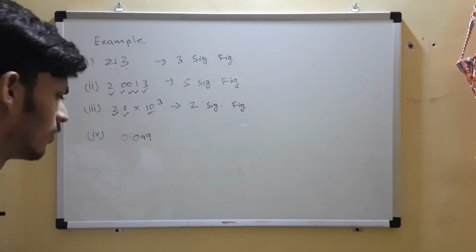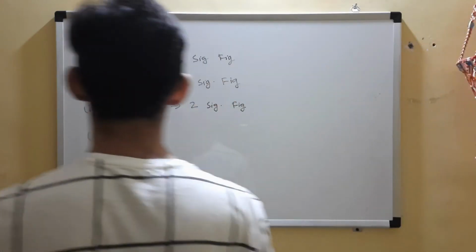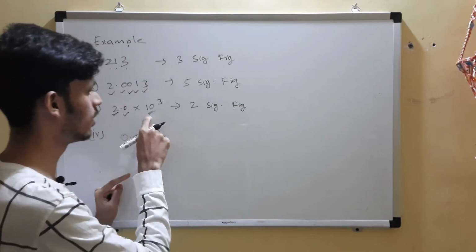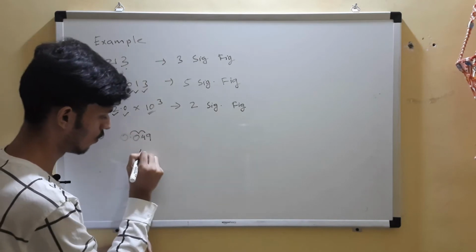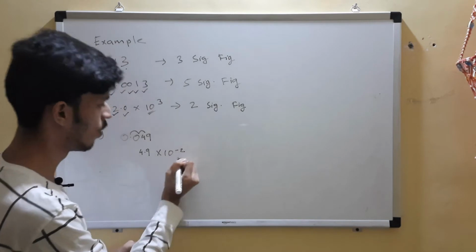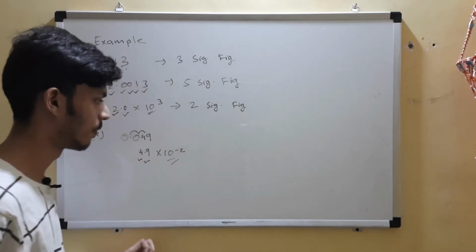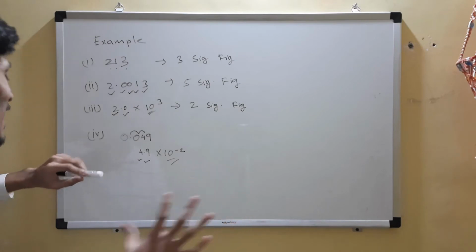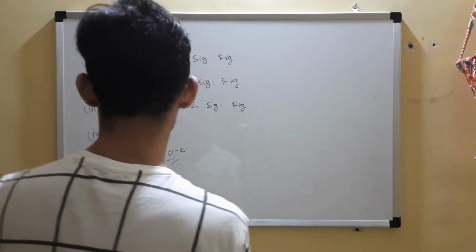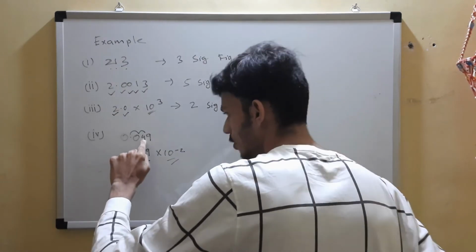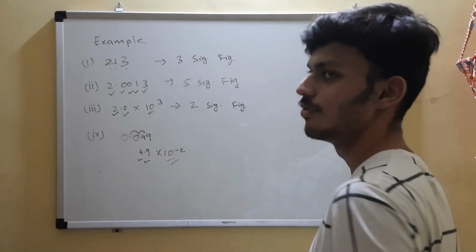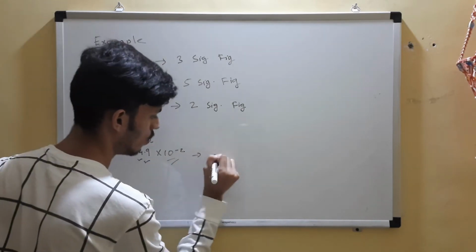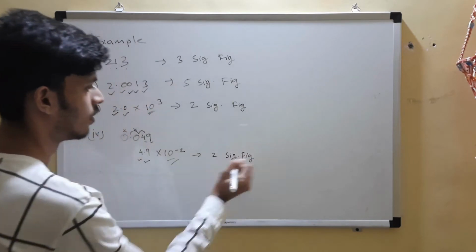Finally, this one, something strikes you. Yes, it's less than 1. So it's 0 point something something. So what do you have to do? You have to convert it to powers of 10. So shift this decimal 1, 2. So 4.9 into 10 to the power minus 2. So this is not significant. These two are significant. Those who wish to do it through the rule, the rule says the zeros to the left hand side of the first non-zero number are not significant if the number is less than 1. So these two are not significant. 1, 2. Two significant figures.